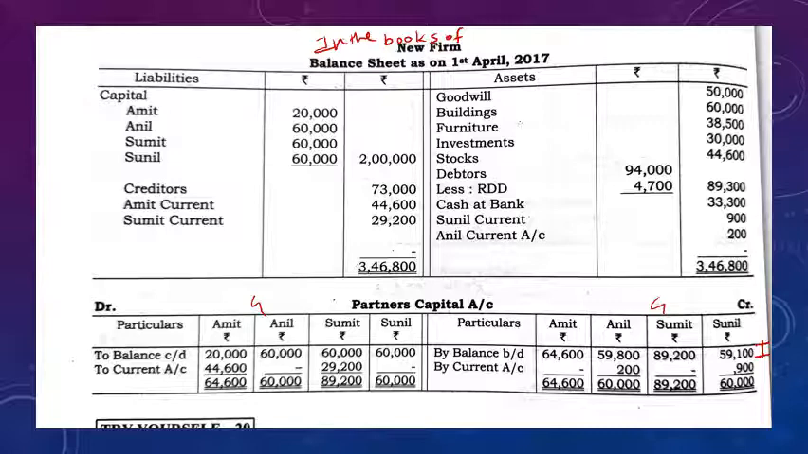So your actual capital from the old firm was 64,600, but you required just 20,000. So this is the excess capital, and this excess capital will be transferred to the current account of Amit. Right, let us write here excess capital. So first account we have closed.